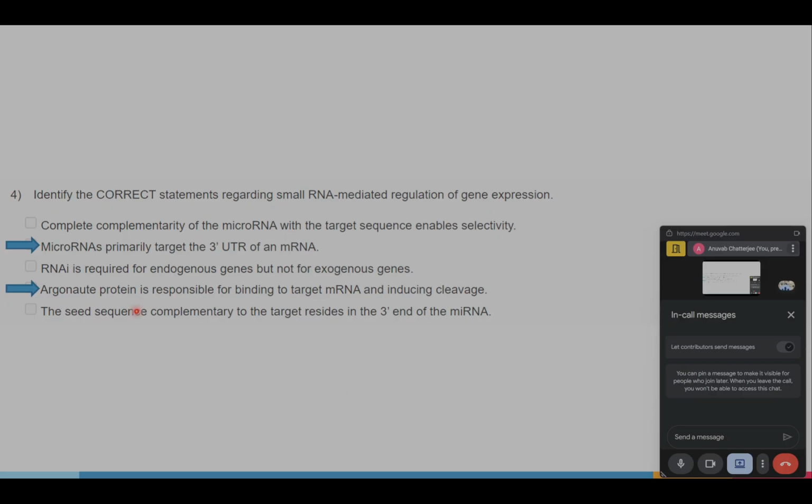Okay, so which are the correct options? The first one is microRNAs primarily target the 3' UTR of mRNA. So the 3' UTR is the portion of the mRNA which is after the stop codon, which will never be translated because the ribosome falls off at the stop codon. But these 3' UTRs are really important for regulation, because 3' UTR regions are very specific to a particular mRNA. So microRNAs actually only detect this 3' UTR to make sure one mRNA is repressed or not.